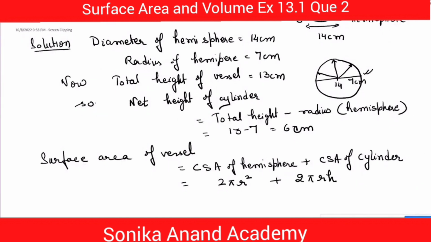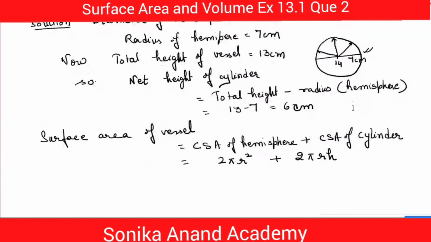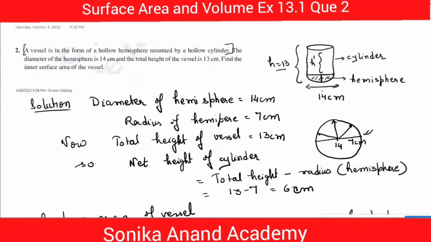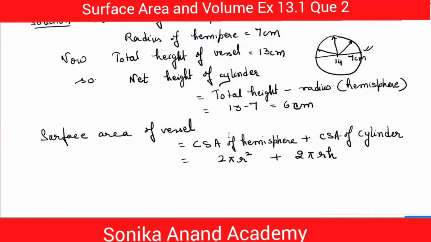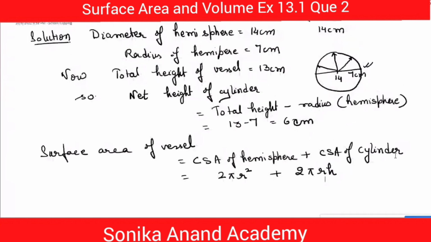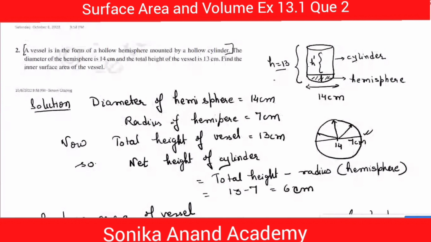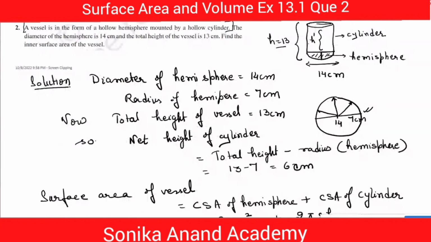Now if in this figure you consider for the hemisphere, you have the formula 2 pi r square. Radius of the hemisphere is 7 centimeter. Now, for the cylinder, we know the height, that is 6 centimeter. Now, what is the radius of cylinder? Radius of cylinder is same as that of the hemisphere. So, you can also write over here radius of cylinder, which is equal to 7 centimeter.